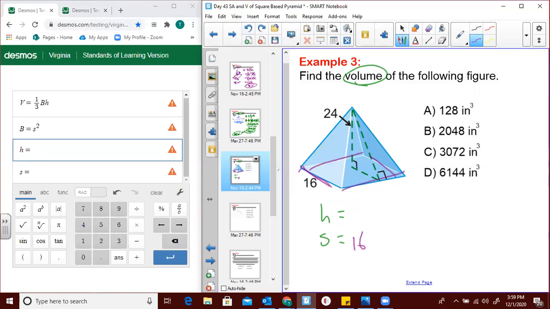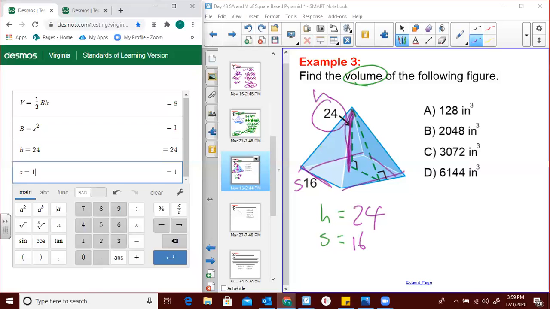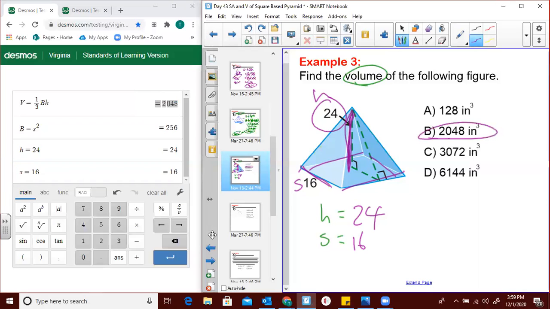And the only other number we get is going to be 24, which you can see is pointing at this line that is inside the pyramid. And we're doing volume, so it's inside the pyramid. All right, all we have to do is plug them in, 24, 16. And look at our top number, 2048. And don't forget it is inches cubed.